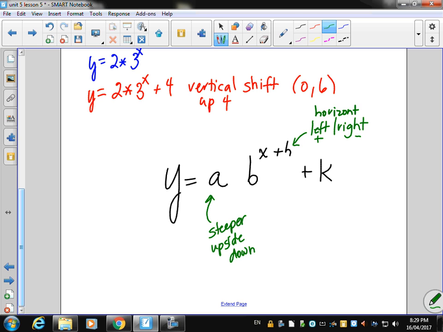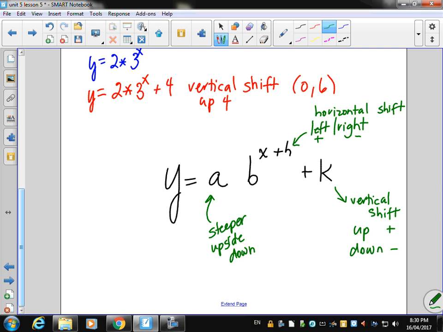And lastly, this k is a vertical shift. This was also a horizontal shift. Sorry, vertical shift up or down. It would be up if it were plus 4. It would be down if it was subtract 4, as you would expect for vertical.